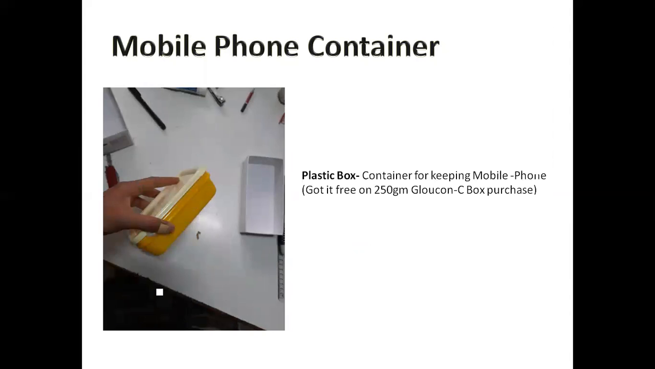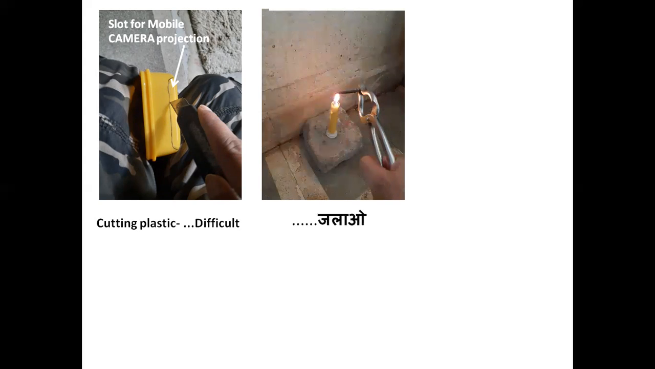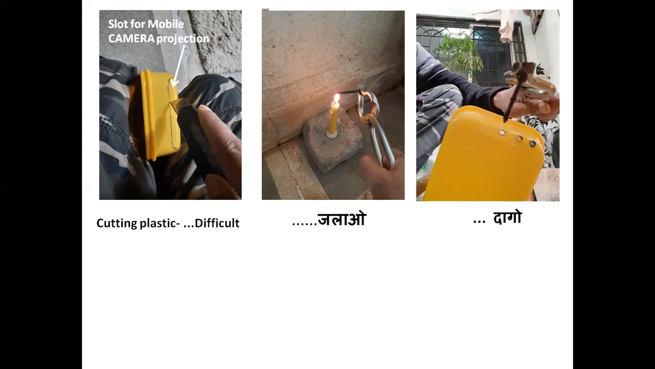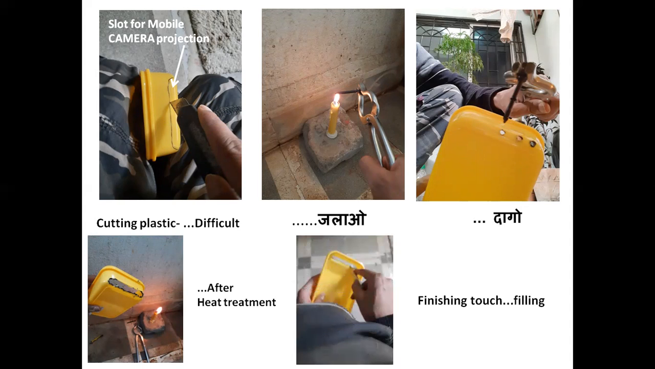Next, mobile phone container. A plastic box was used. This was also available free of cost. I got it from Glucon C. So a slot was to be cut. I initially tried it with the cutter, but it was a bit difficult. So I decided for heat treatment, burning, with nail and candle arrangement. I made several holes to the one side of the plastic container, and this is what I got after the heat treatment. A slot as per the dimensions of mobile phone, and a finishing touch filing was done.